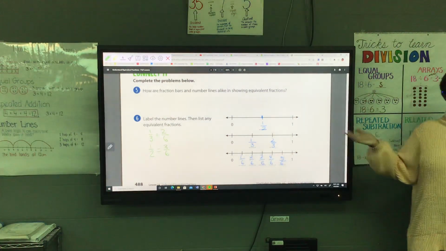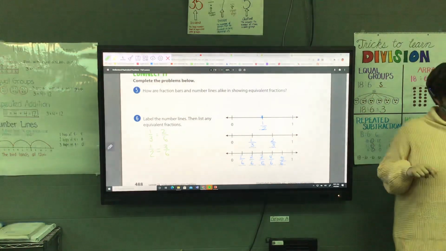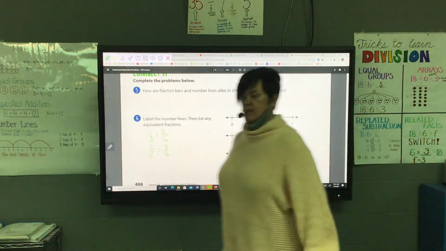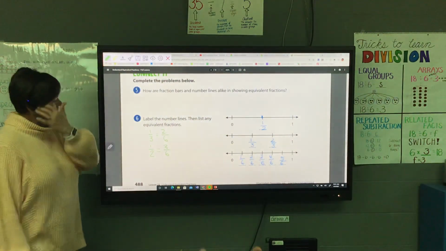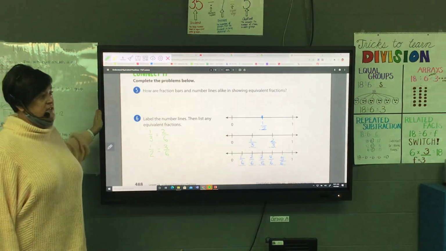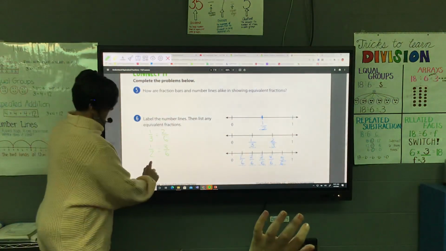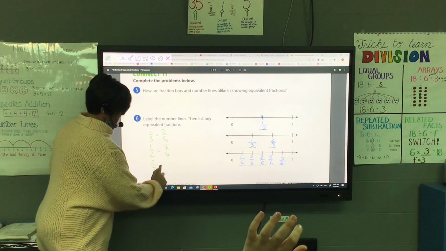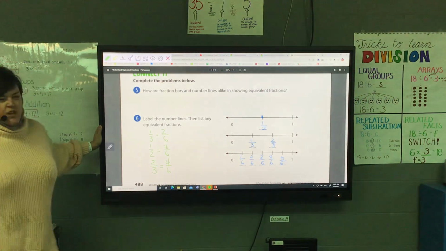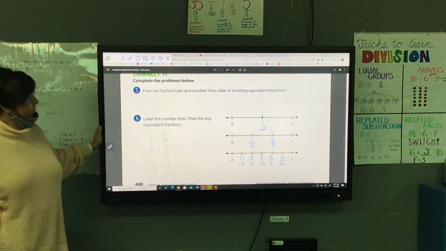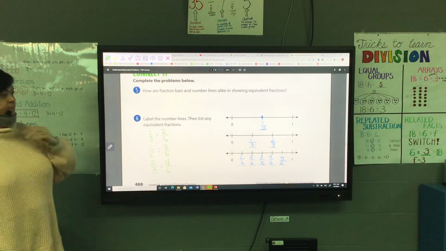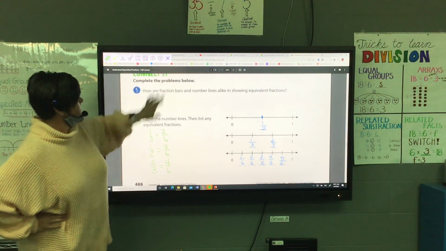Are there any other equivalent fractions on here? Any that line up with each other perfectly? Raylyn? And what else? Right. 2/3 is equal to 4/6. Are there any other equivalent fractions, or did we find them all? We found them all. I agree. We found them all. All right.